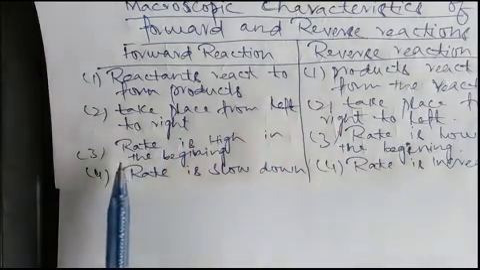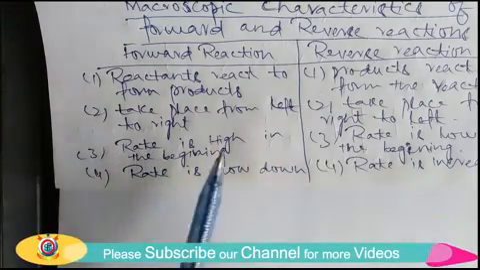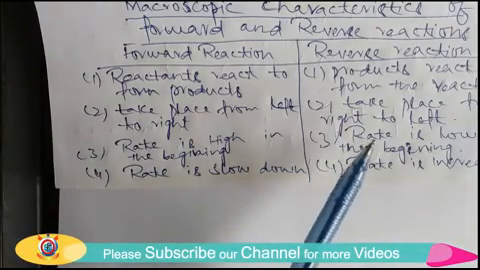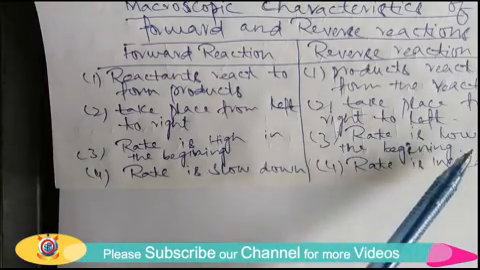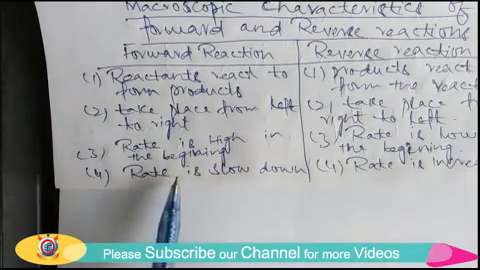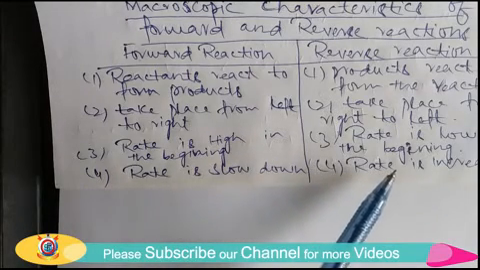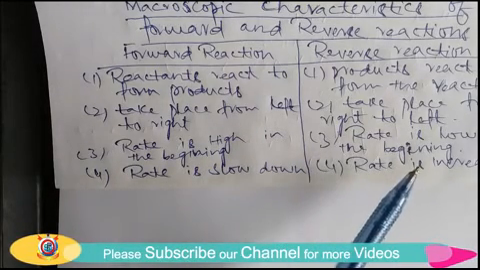In forward reaction, the rate of reaction in the beginning is very high, and the rate of reverse reaction is very slow in the beginning. But with the pace of time, the rate of the forward reaction gradually slows down, while the rate of reverse reaction will gradually increase with the pace of time.